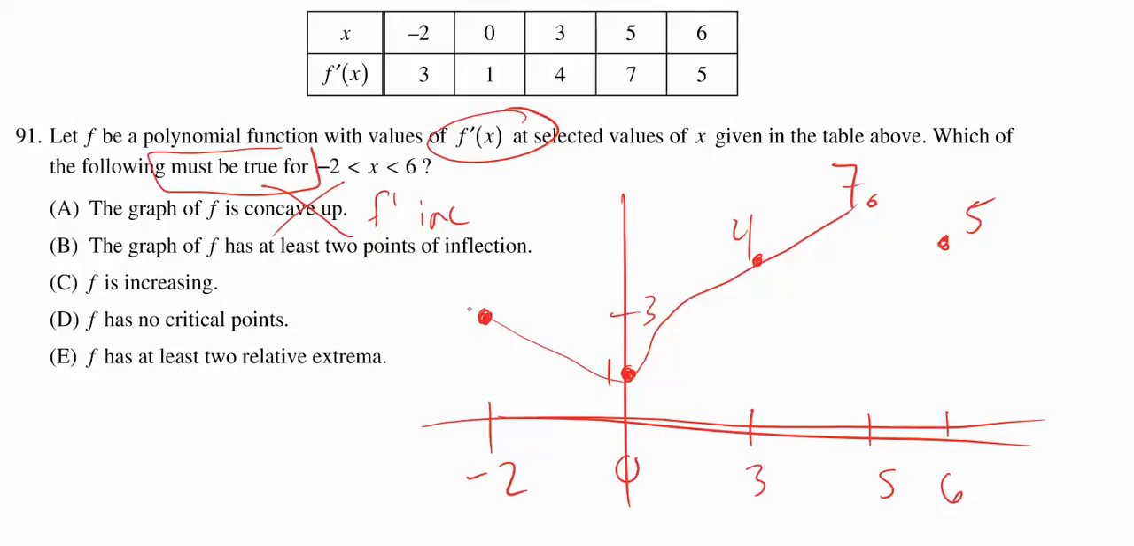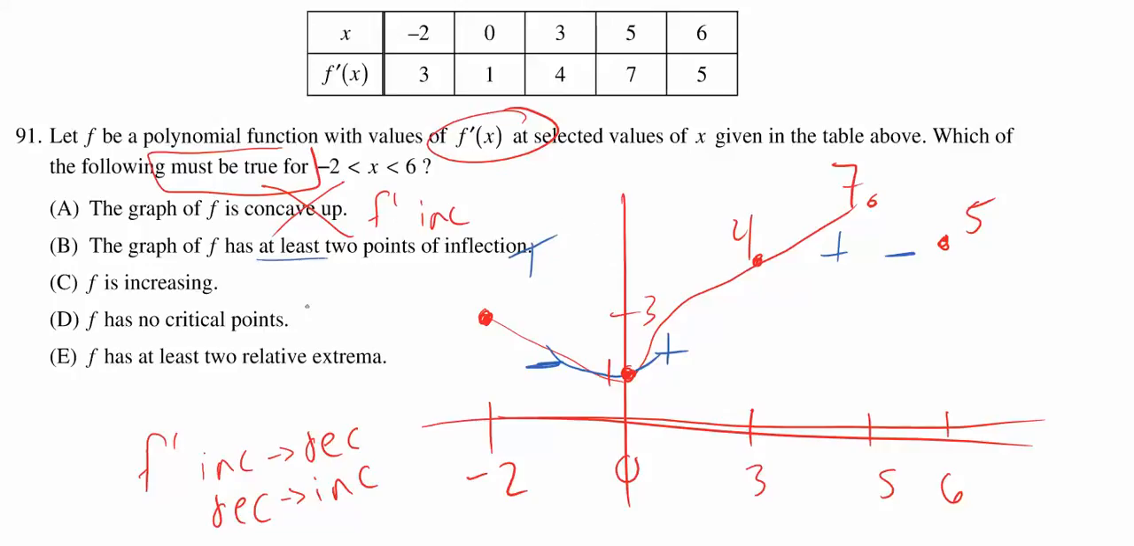Has at least 2 points of inflection. So for the graph to have at least 2 points of inflection, that would mean that, again, f prime changes from increasing to decreasing, or from decreasing to increasing at least twice. And does that happen? It definitely decreases to here and then increases, and it's increasing here and then decreases. So that happens twice, for sure. At least.